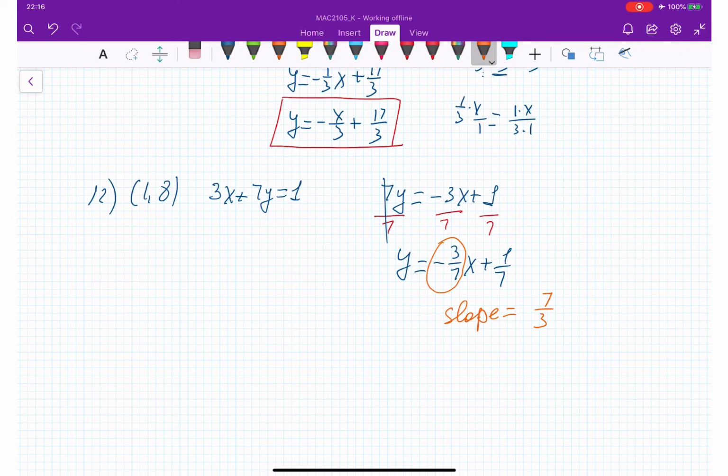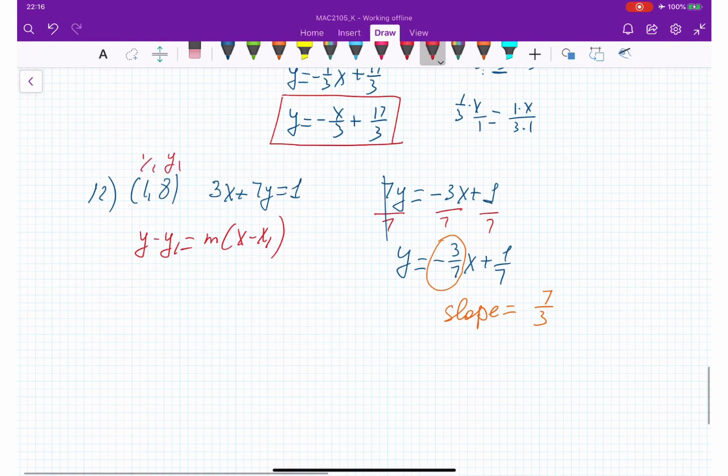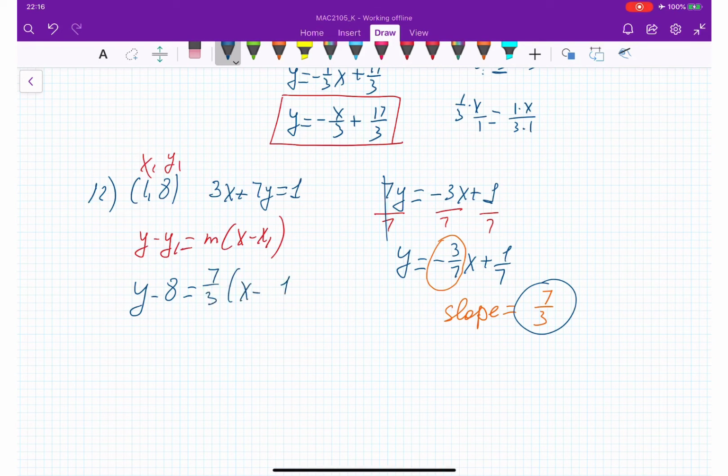Okay, so next what we're going to do, same way, I'm going to use y minus y1 is equal to m times x minus x1. Okay, so this is my x1, this is my y1. All right, so y minus y1 is 8, equal to m. I'm going to use the slope 7 over 3 times x minus x1, which is 1. All right, let's solve it. y minus 8 is equal to, I'm distributing, right? 7 over 3 x minus 7 over 3.